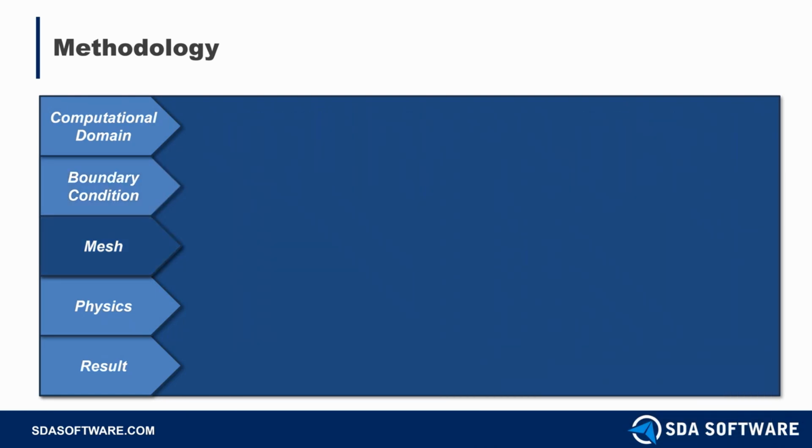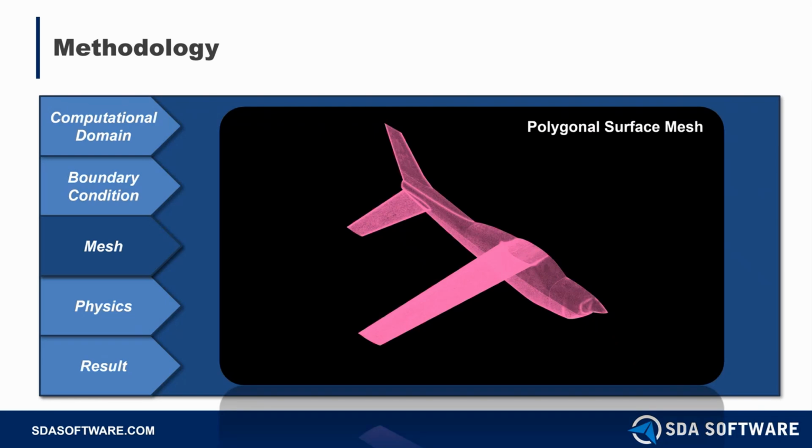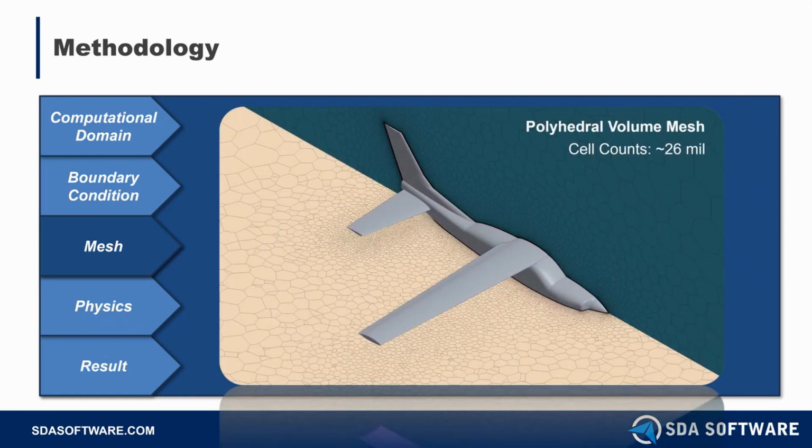Moving on to mesh. Right here, I'm showing you the polygonal surface mesh for the half aircraft. One thing to highlight here is that the wing, as the main lifting surface, is strategically refined further to accurately predict lift. And if we look at the polyhedral volume mesh, we're looking at a two cross-section view of the volume mesh. One is vertical and the other one is horizontal. And the total cell count we used for this particular run was roughly 26 million. And of course, if we do a full spherical volume mesh, that will be double of that.